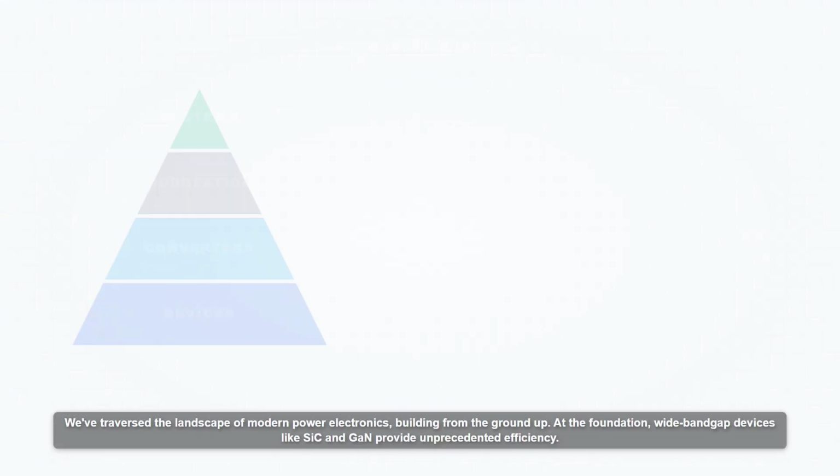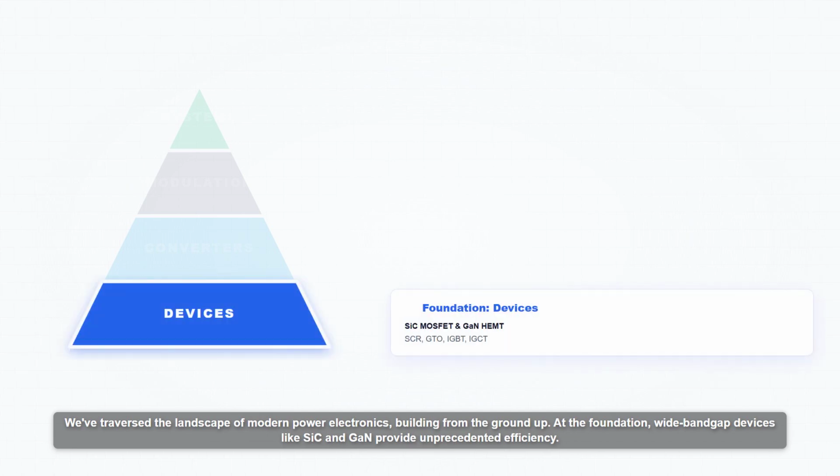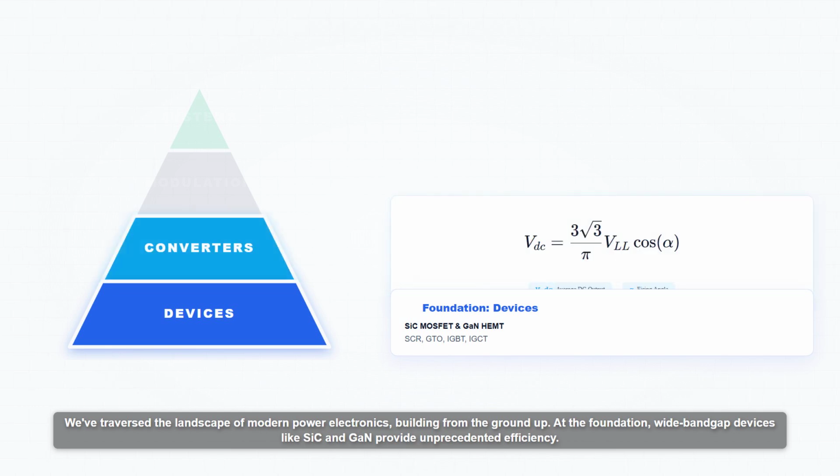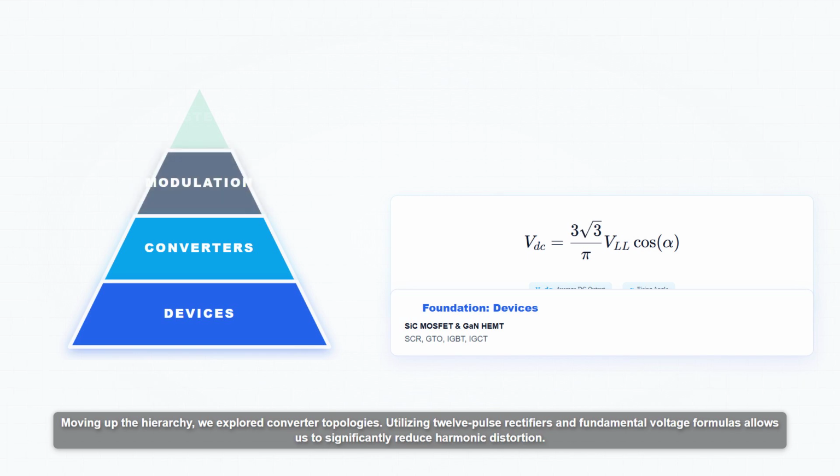We've traversed the landscape of modern power electronics, building from the ground up. At the foundation, wide bandgap devices like SiC and GaN provide unprecedented efficiency. Moving up the hierarchy, we explored converter topologies. Utilizing 12 pulse rectifiers and fundamental voltage formulas allows us to significantly reduce harmonic distortion.